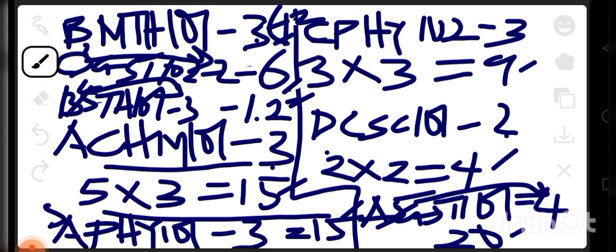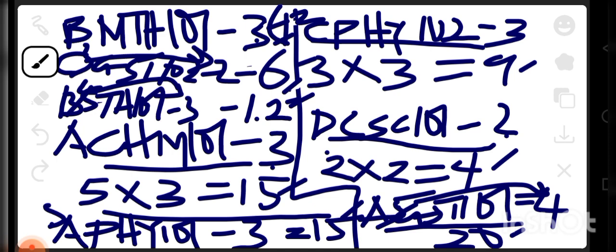Plus this is 9, plus 9. Plus this, which is 4. Plus this, which is 20. Plus 20. Assume maybe the student had F, it should be 0 there.